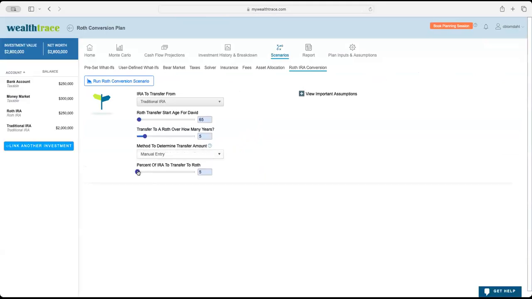Yeah, there's a manual entry, which can be valuable just to play around and see if you can maybe come up with a slightly better scenario. It usually doesn't happen. Usually it's better to stay under a certain tax bracket.